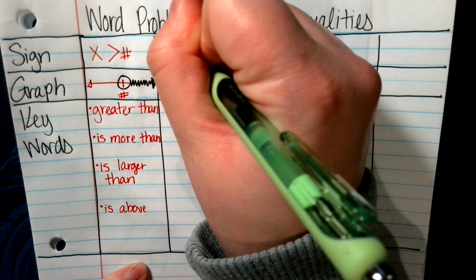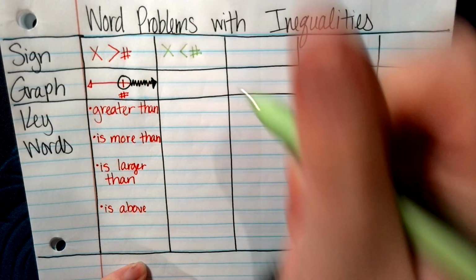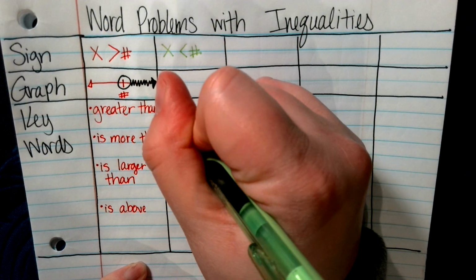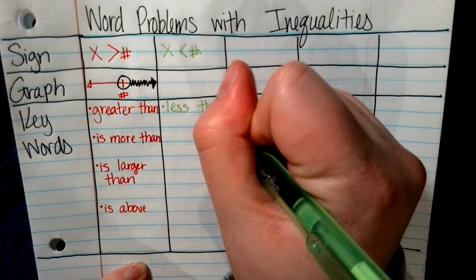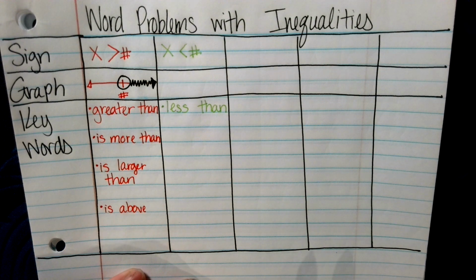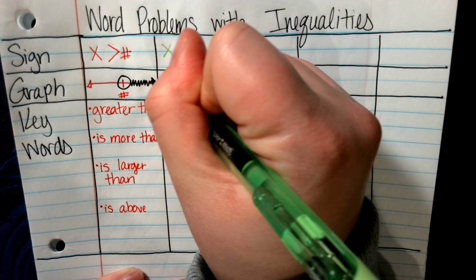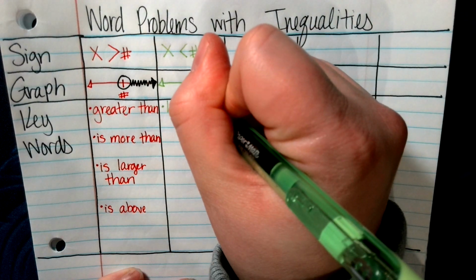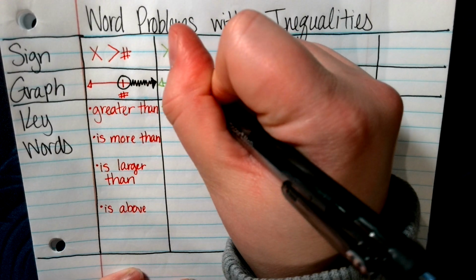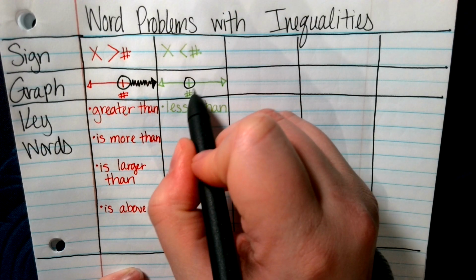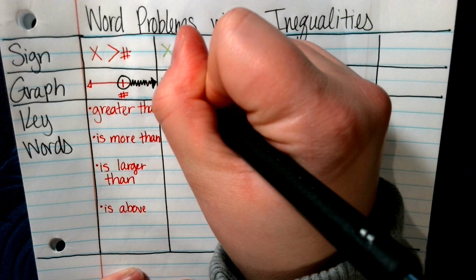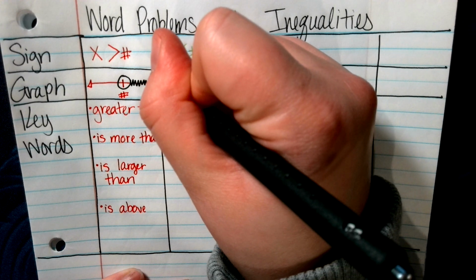Our next sign looks like this. What is that sign called? It is called less than. So X is smaller than that number. If we put that on a graph, is that going to be an open or closed circle on that number? Open. There's no line underneath of it, so we keep our circle open and we shade to the left. We want everything smaller than that number.